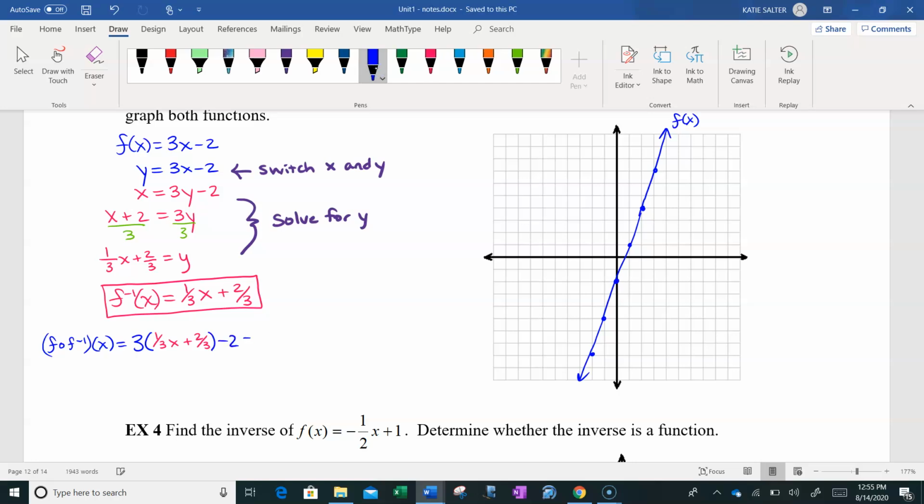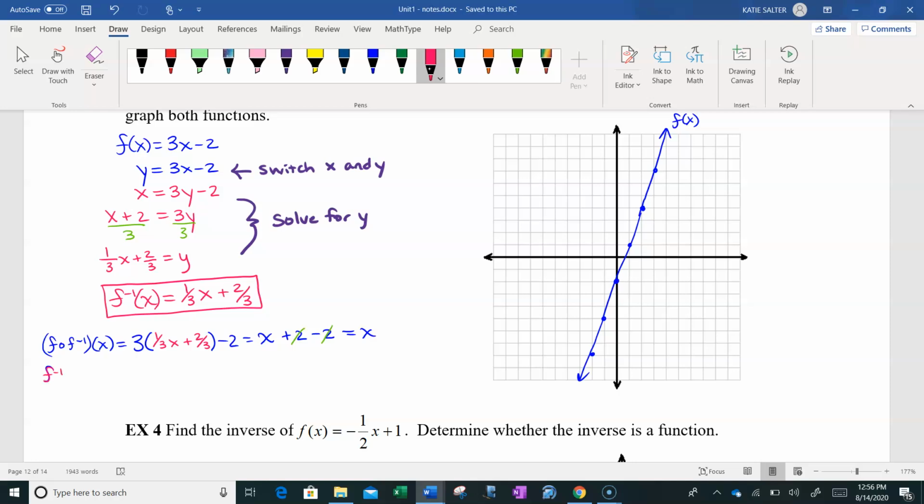2. We would distribute, so 3 times 1/3 x is just x. 3 times positive 2/3 is plus 2, and then we still have minus 2. Positive 2 and negative 2 cancel, and we get just x, which is the whole idea. Remember, a function and its inverse should undo each other. And then we will check it and make sure it works the other way.